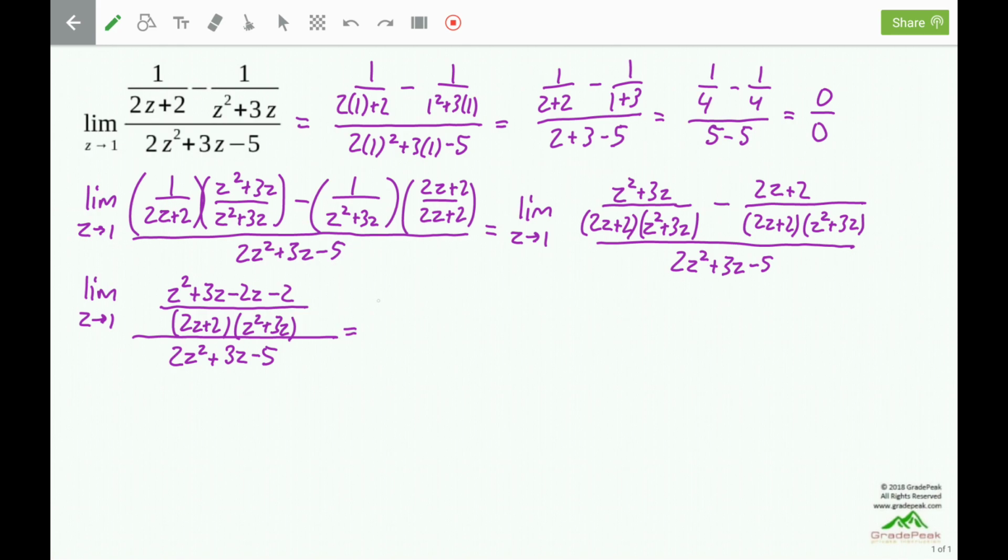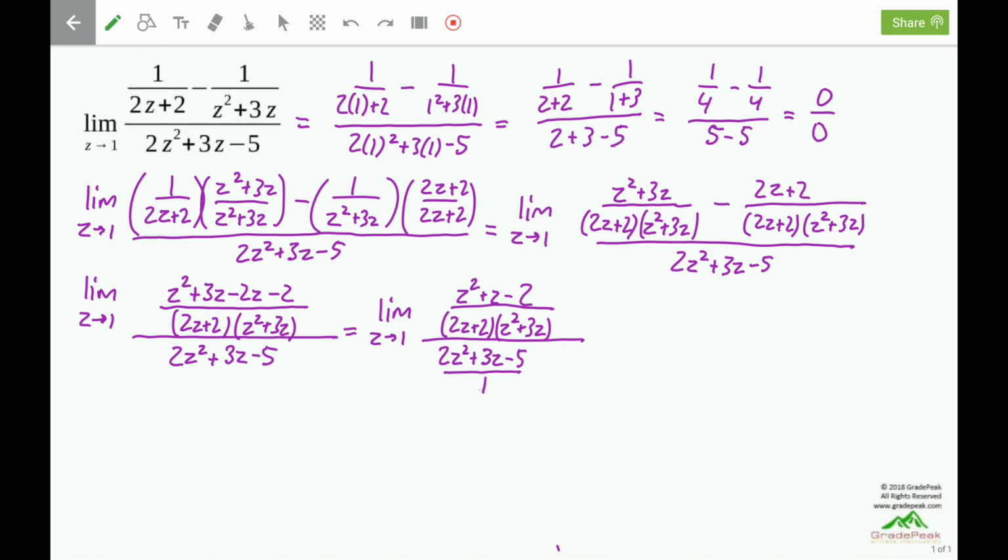I have some like terms I can combine together in the numerator, so I'm going to do that next. Specifically these two, a positive 3z and a minus 2z, that'll combine together to be a positive 1z, so we'll have z squared plus z minus 2 all over 2z plus 2, z squared plus 3z, and then all of that over 2z squared plus 3z minus 5.